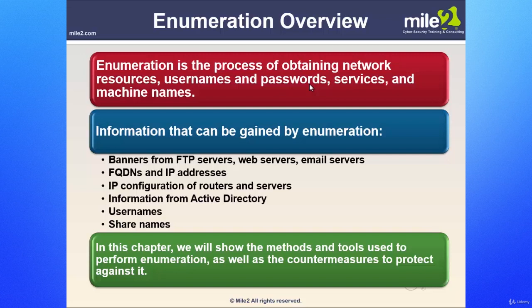We have the fully qualified domain names and IP addresses. Right? We have IP configuration of routers and servers, information from Active Directory using LDAP, the Lightweight Directory Access Protocol, which runs on port 389. All right, we can also get usernames and share names available too. So here we're going to be showing you methods and tools used to perform enumeration, as well as some of the countermeasures to protect against this.